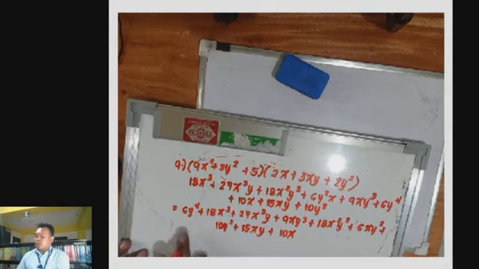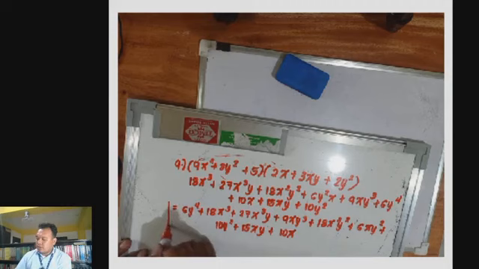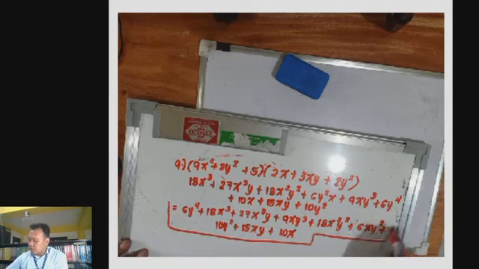So, therefore, ito po yung pinaka-final answer natin. 6y to the 4th plus 18x cube plus 27x cube y plus 9xy cube plus 18x squared y squared plus 6xy squared plus 10y squared plus 15xy plus 10x. No? Ang haba. Yan po yung final answer natin.